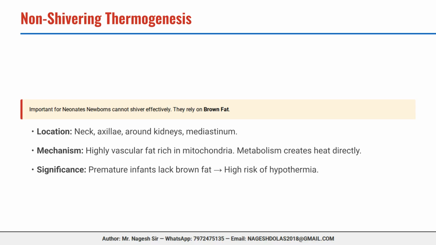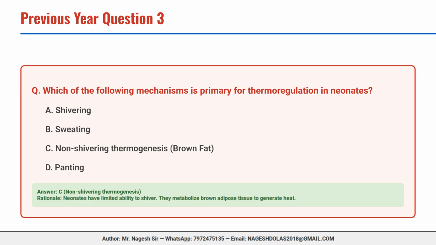This is especially important for newborns and premature infants who lack the ability to shiver effectively, putting them at high risk for hypothermia. A question on neonates: the primary mechanism for thermoregulation in neonates is non-shivering thermogenesis, or brown fat.